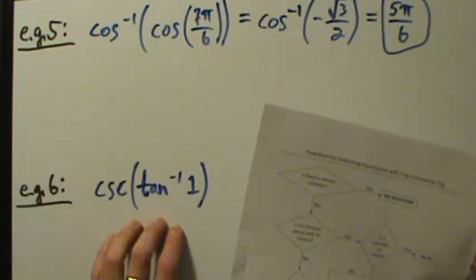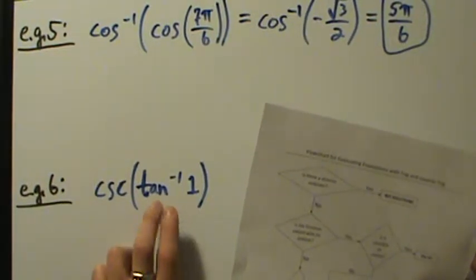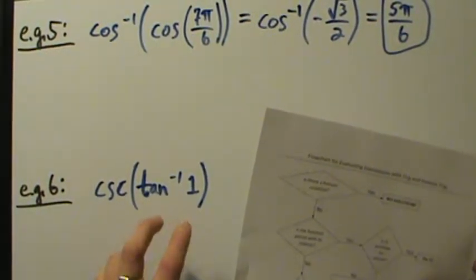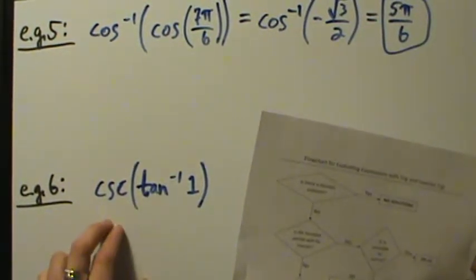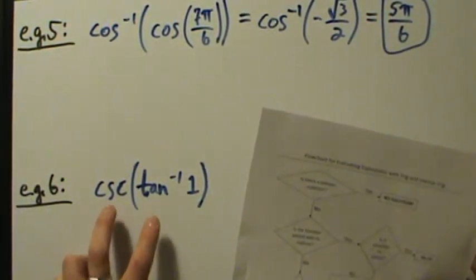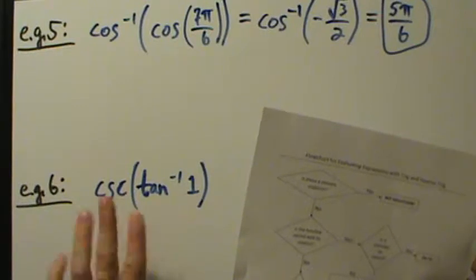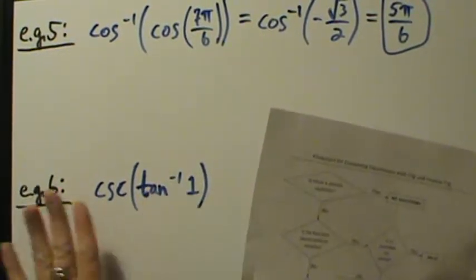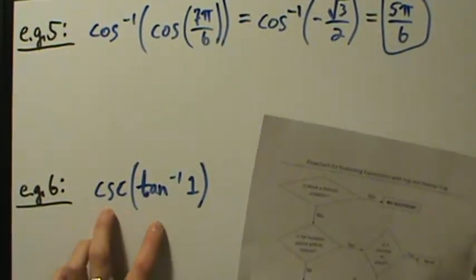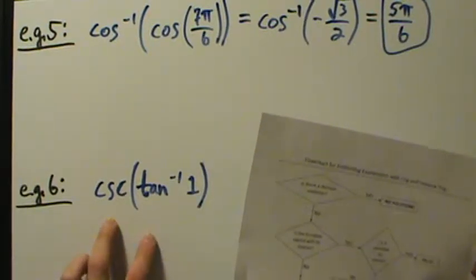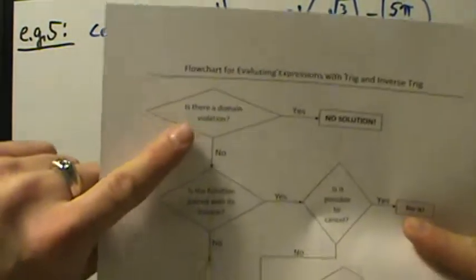What you can do is know that inverse tangent of 1 is pi over 4. Spoiler alert. And you can plug that into cosecant. Cosecant of pi over 4 is defined. Okay, but just be careful about that. Something like that might happen, but not in any of the examples that I do. Okay, so cosecant of inverse tangent of 1. Anyway, continuing. Is there a domain violation?